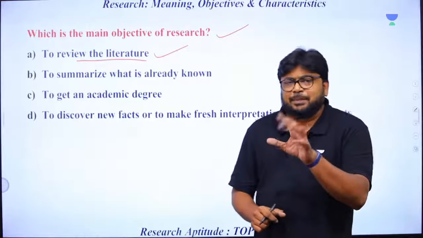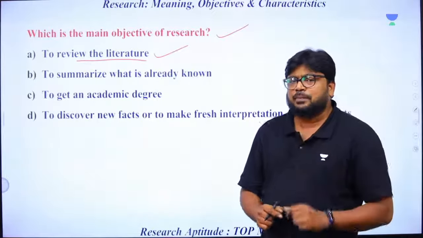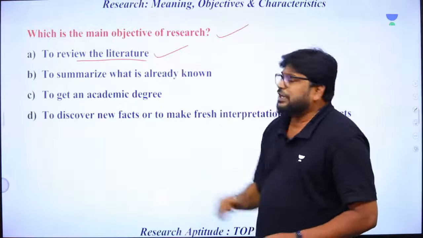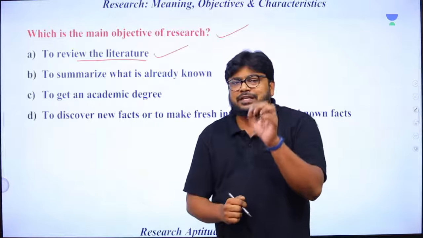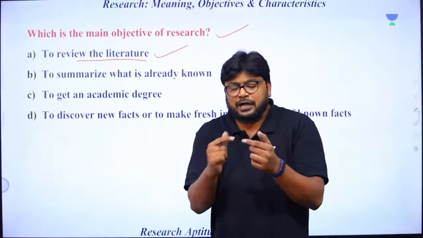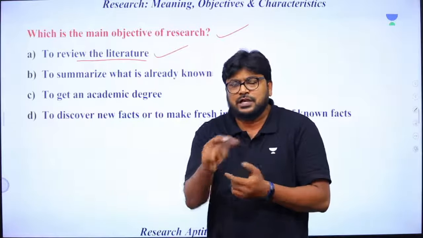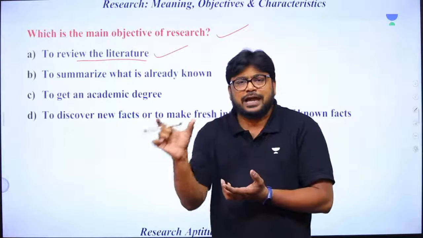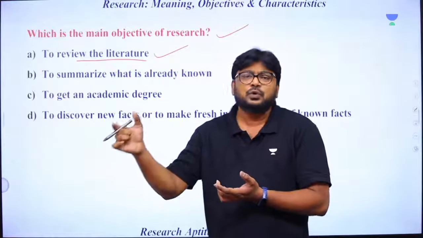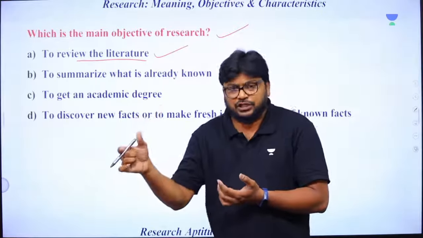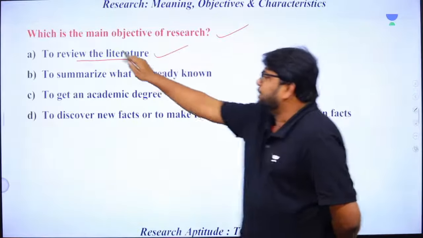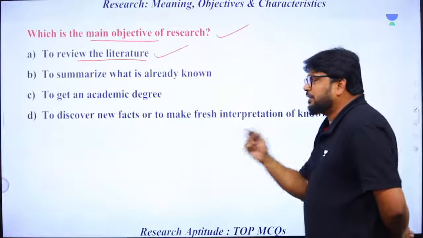In the first step of formulating the research problem, there is a concept called review of literature. Review of literature is done so that you can identify some research gaps and formulate some objectives. Based upon that, you can identify some variables and measuring scales. Then comes hypothesis formulation. So review of literature might be important, but that is not the main objective of research. We will move to the next concept.